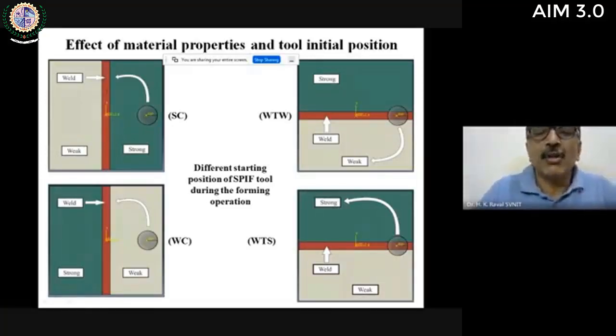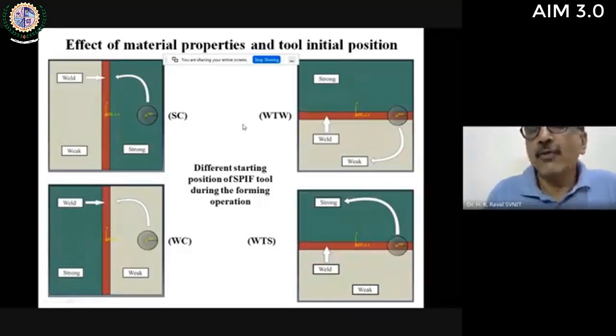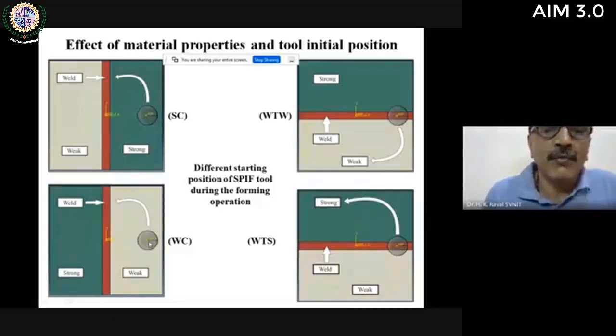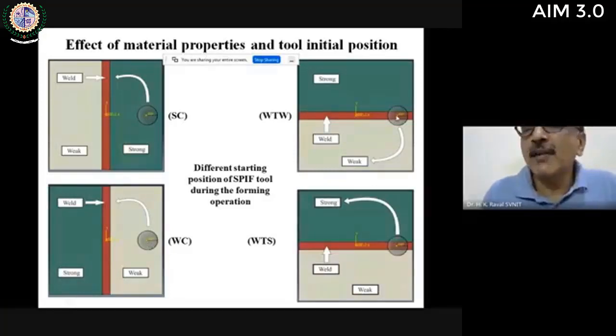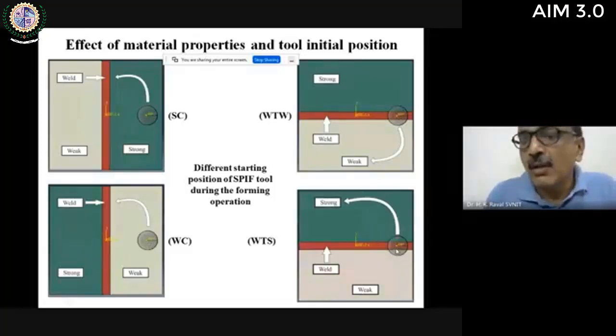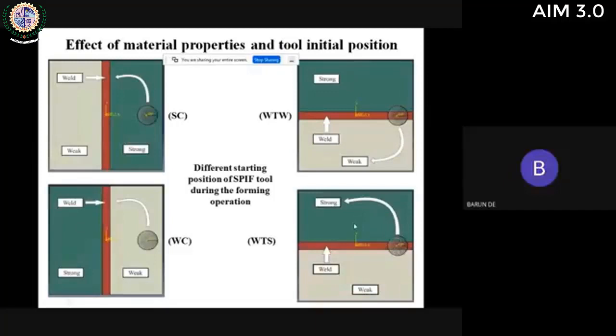This is a simulation study. We did finite element analysis, and for that the weld zone dimensions were assumed based on the literature. A weld width of around 6 to 8 mm was assumed, and you can see 4 different tool starting points were considered here. This is called the SC point. SC stands for tool starting from the center of the strong material. Here, the tool starts from the center of the weaker material. This is the tool starting from the weld itself and moving towards the weaker material. And here the tool is on the weld itself, but it moves towards the stronger side.